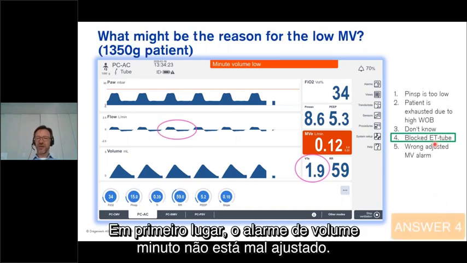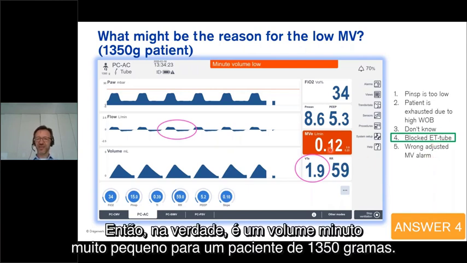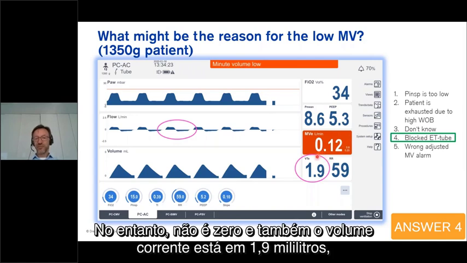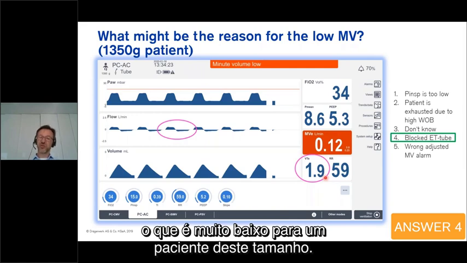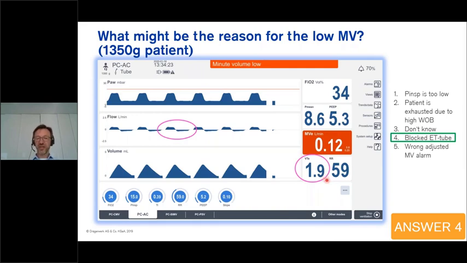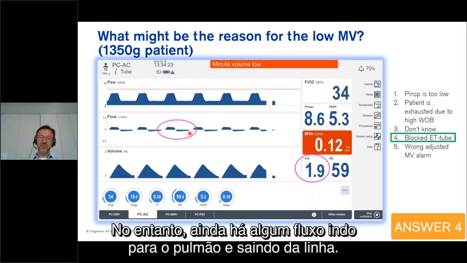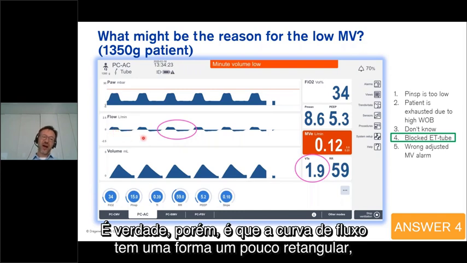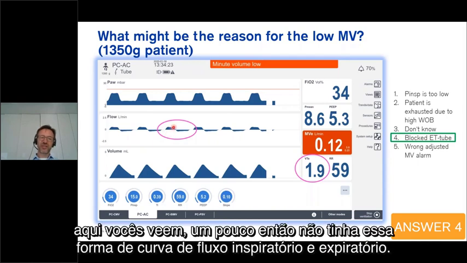First of all, the minute volume alarm is not wrongly adjusted. It is in fact really a small minute volume for a 1,350 gram patient. However, it's not 0, and the tidal volume is at 1.9 milliliters, which is far too low for this size of patient. But there's still some flow going into the lung and coming out of the lung. That's true. However, the flow curve has a little bit of a rectangular shape here. You see this a little bit.